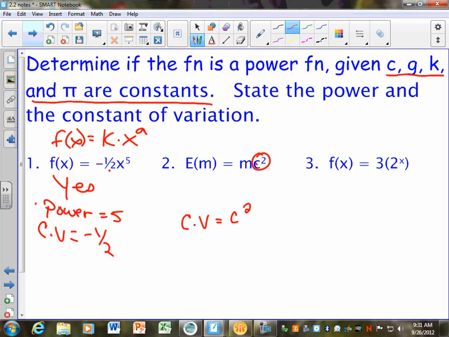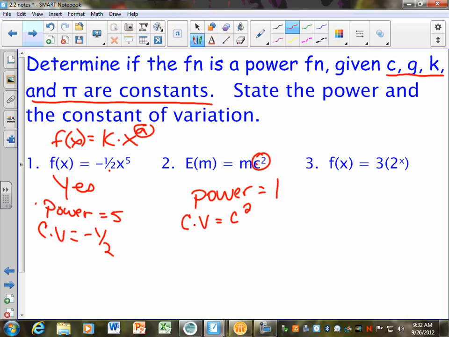So Brindley, before I answer your question, what is the power of this one? Well, where does the power come from? The exponent on your variable. And what's the variable in this problem? M. And so the power is actually just 1. So why is your constant of variation C squared? So if the power is equal to a constant, then it takes up the constant variation.